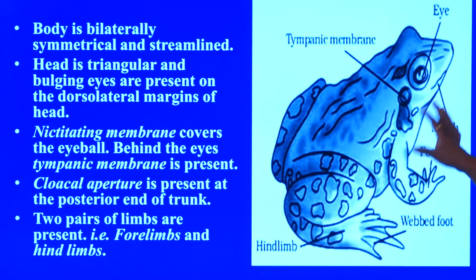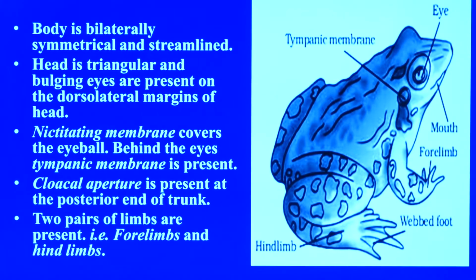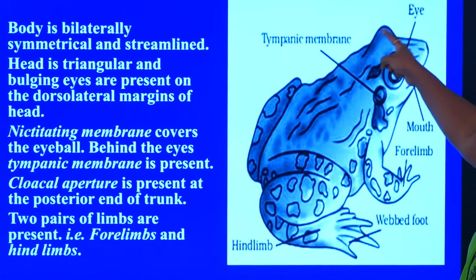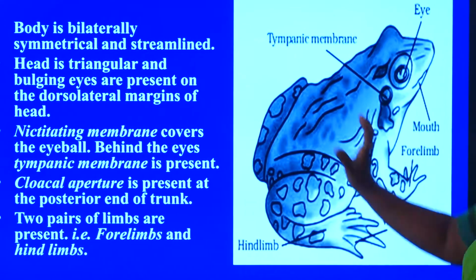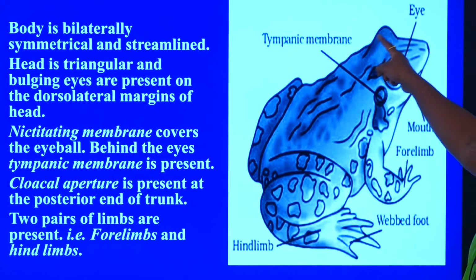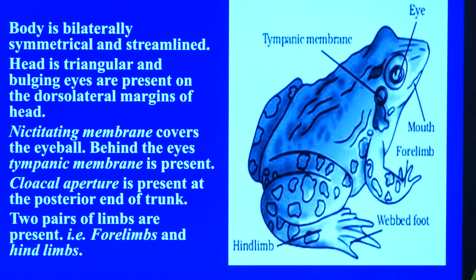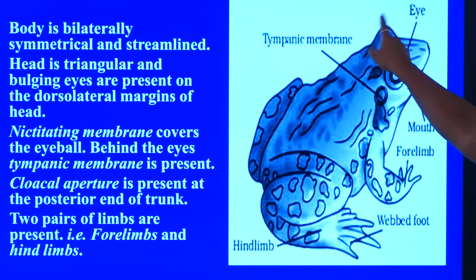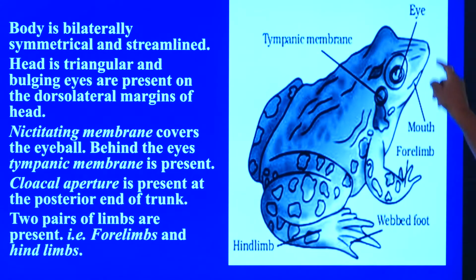The body is bilaterally symmetrical, then it is a streamline. You find that it is divisible into head and then the trunk. There is no tail, it is an anurine member. Okay, in the head region you find one pair of the big eyes bulging and you find they are on the dorsal lateral sides. One pair of the nostrils are there, wide crescent shaped mouth, crescent in the sense it is half moon shaped.